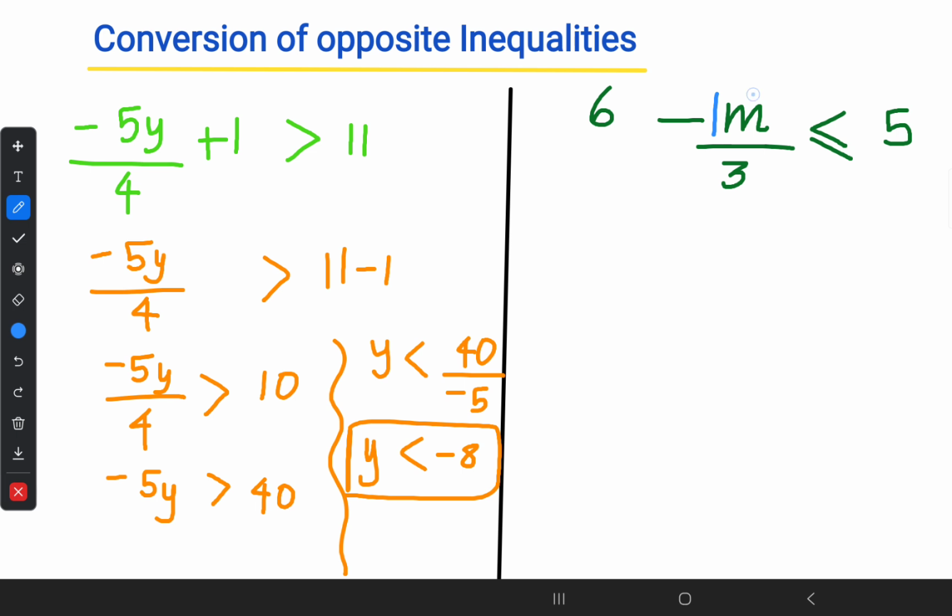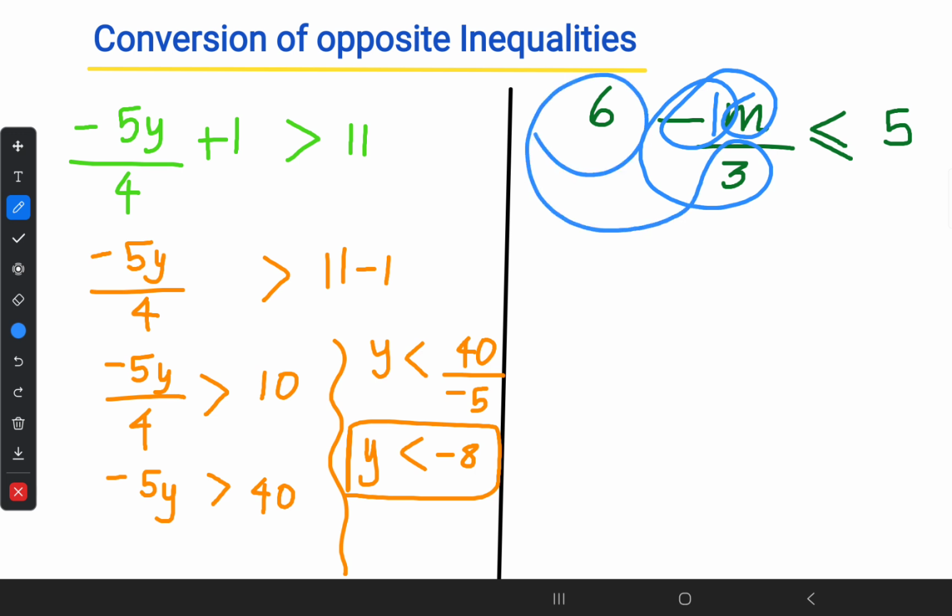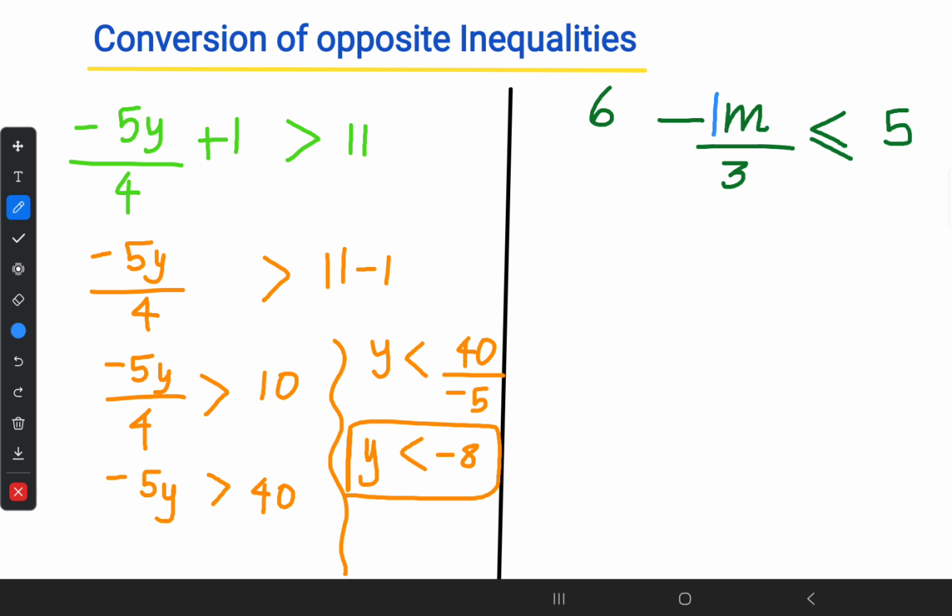And negative m multiplied with negative 1 divided by 3, thereafter added with 6. This negative just belongs to this fraction only. It has the direction before here. If there are no directions denoted, we can conclude that it is positive. So I'll keep the negative 1m by 3 itself as it is, less than or equals to 5.